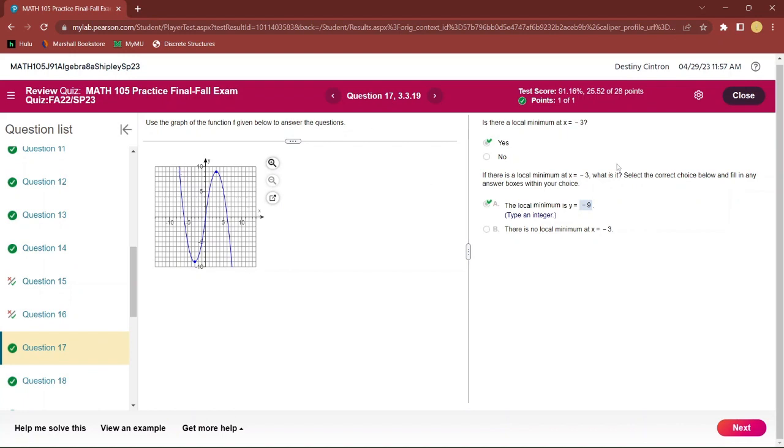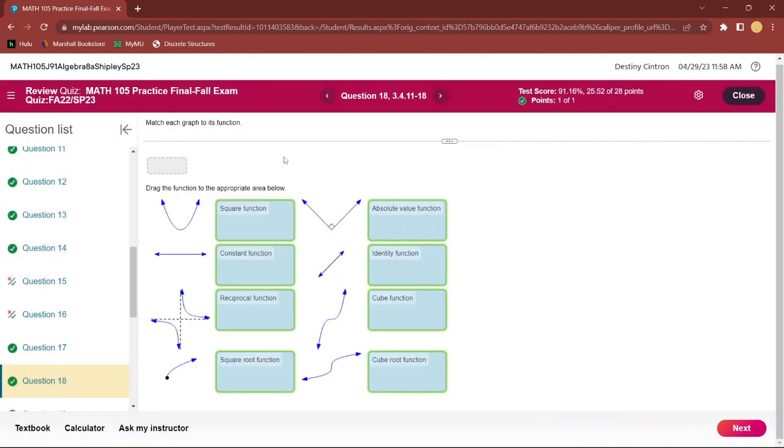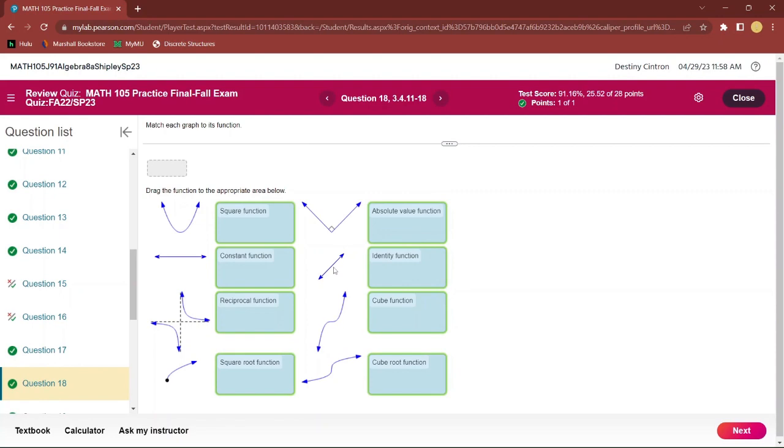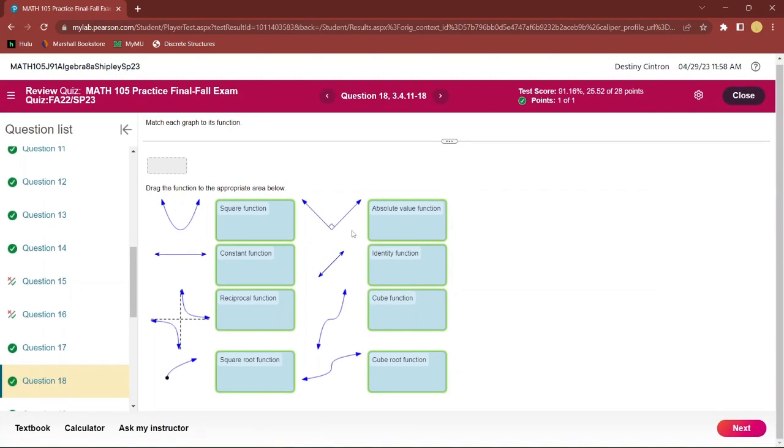Question 17, local minimum at x equals negative 3. Well, at x negative 3, it is at the local min. Local min is just like what's on the graph. The local minimum is at what y value? Well, you just go down here and find the y value, which is negative 9. Simple enough. Question 18, this is just memorization. There's no explanation for this.